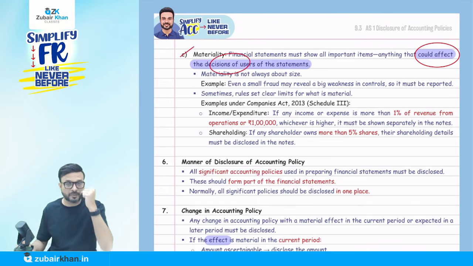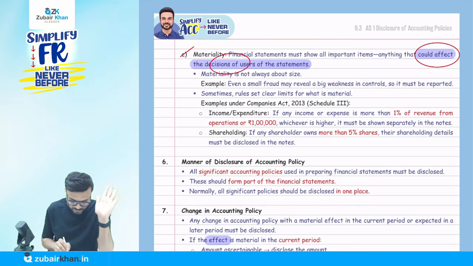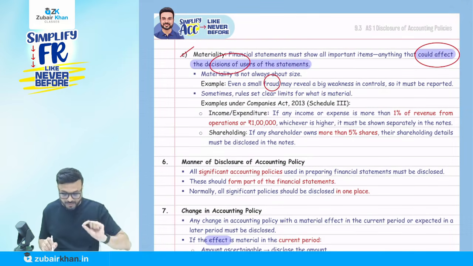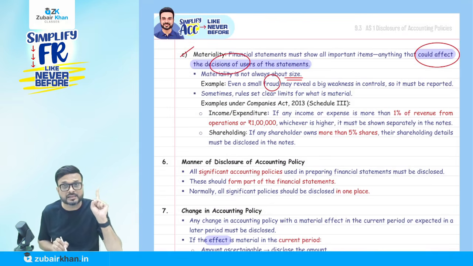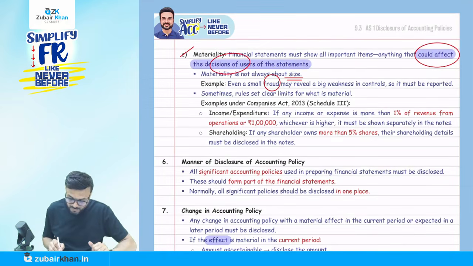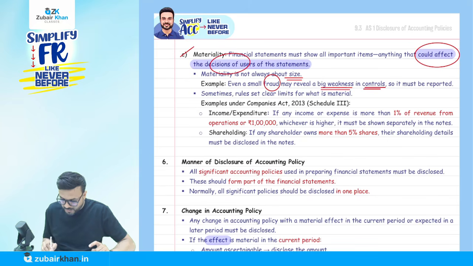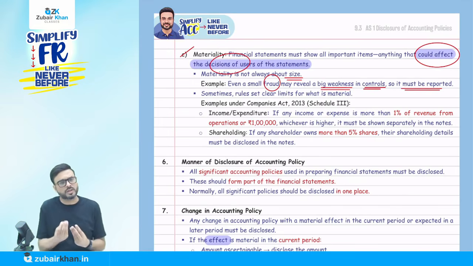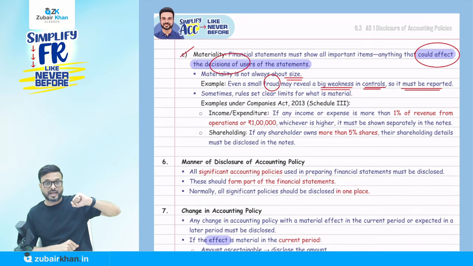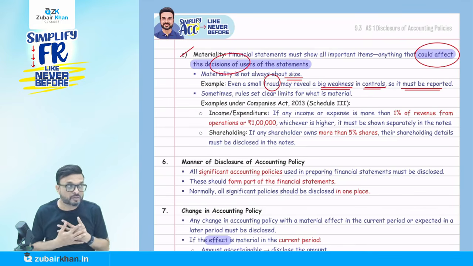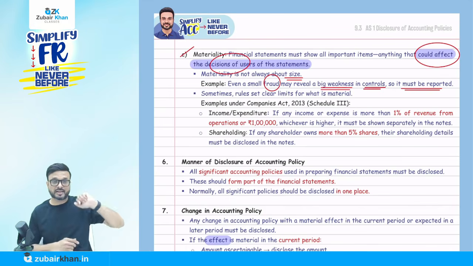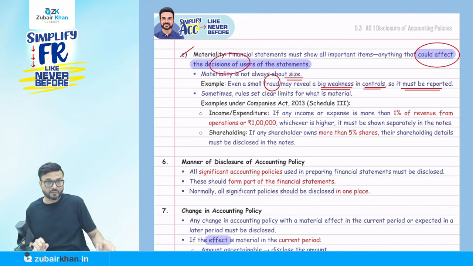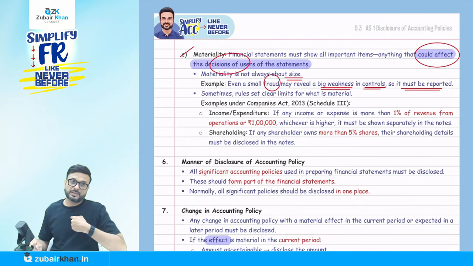For example, in case of a fraud. So you can see that materiality is not always about size. Even a small fraud may reveal a big weakness in control, so it must be reported. If fraud happens, it means a big issue, even if the amount is small. It is material that year. Because if you come to know that in this company fraud happened that year, it might change my decision. So it is material that year.